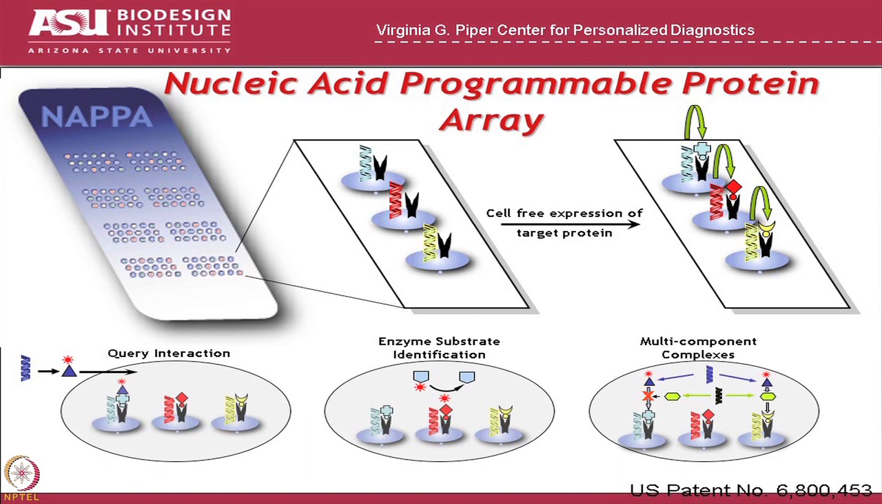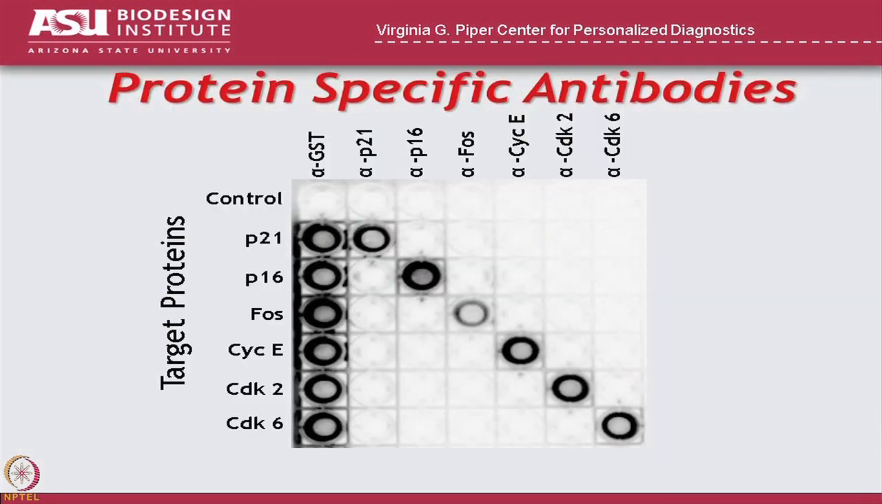So let me begin at the beginning by showing you the idea behind NAPPA before it was actually on a protein array. Here we're looking at just making proteins using cell-free extract in the wells of a 96-well dish. The proteins that we make all have a GST tag at the C terminus. Remember, we talked about you always have to have a tag. So these all have a tag.